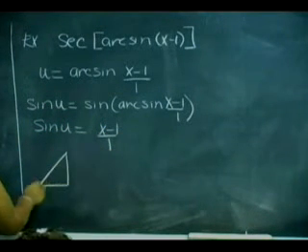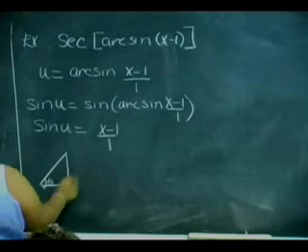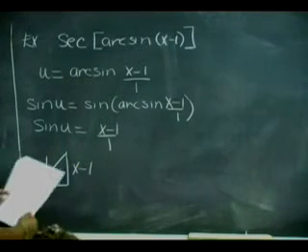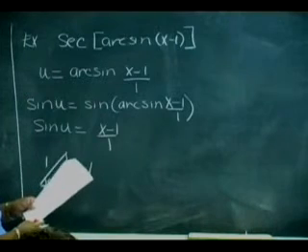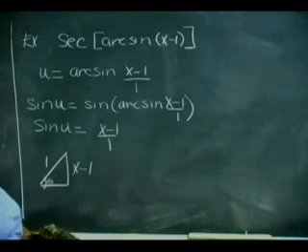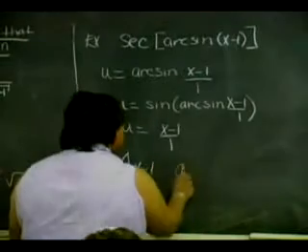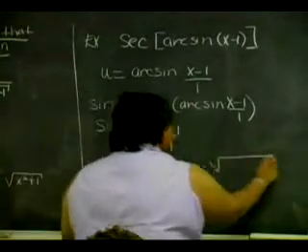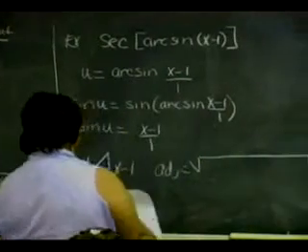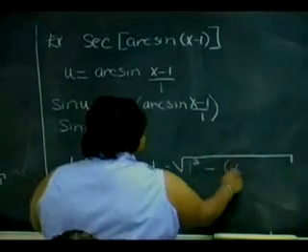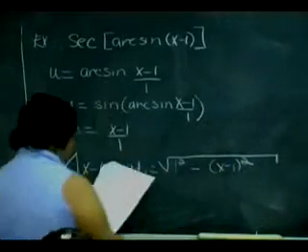Well, what is sine? Opposite over hypotenuse. But what is secant? What is secant? So we need adjacent. So the adjacent side is the square root of the what? Hypotenuse squared minus the opposite squared.